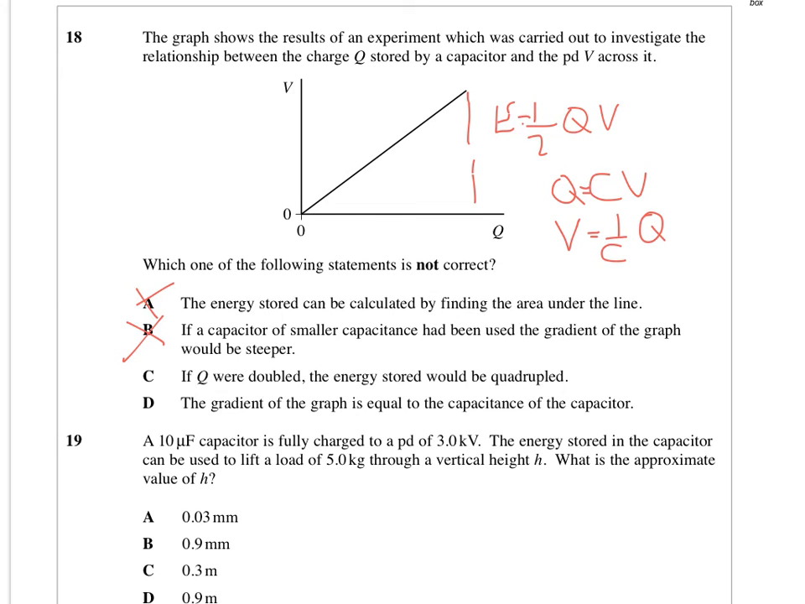So if we remember, so energy, and what we're going to do is we're going to substitute in for V, so V equals Q over C, so you'd end up with Q squared over C. So if you doubled Q, you would indeed quadruple energy, so that's correct. The gradient of the graph is equal to the capacitance. No, total rubbish. The gradient is 1 over the capacitance, so that one is the one that's incorrect.